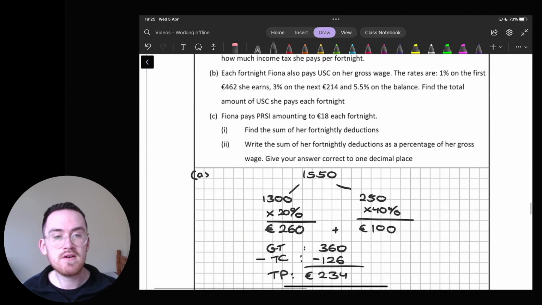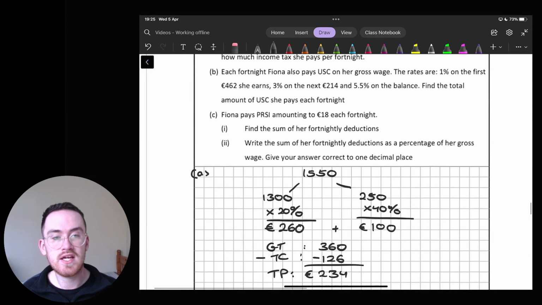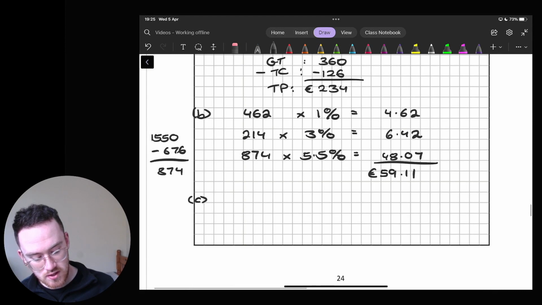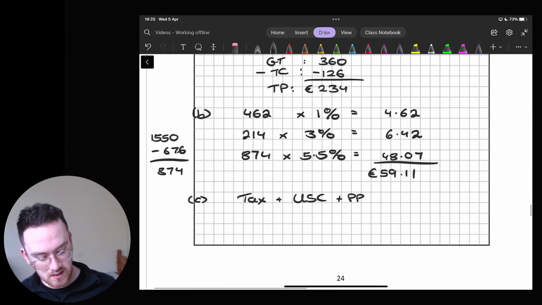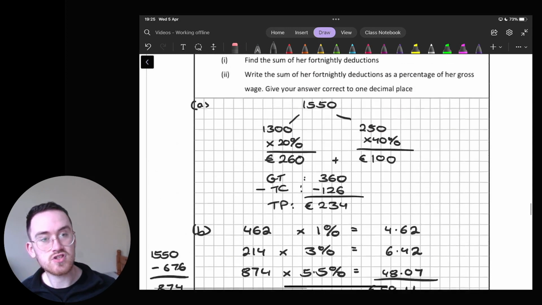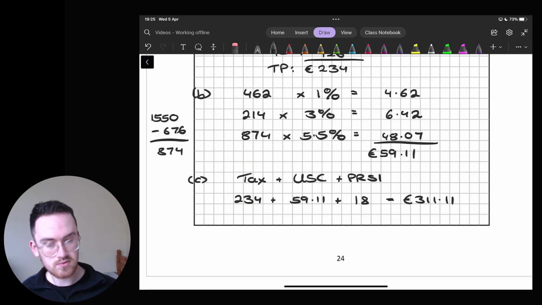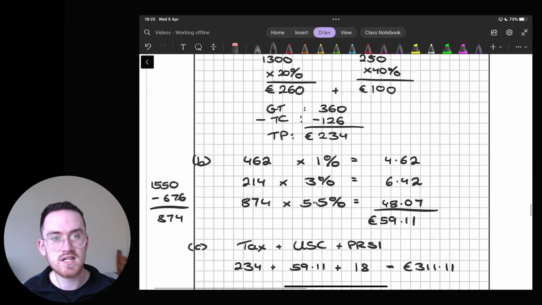She also pays PRSI amounting to 18 euro each fortnight. And we're asked to calculate the sum of her fortnightly deductions. So that's going to be her tax plus USC plus PRSI. So her tax from the first part is 234, the USC is 59.11, and the PRSI we've been told in the last part is just 18 euro per fortnight. So adding those all up, and notice that we're not really changing how we're doing it, even though it's in fortnights and we've been looking at years. It's still the same idea.